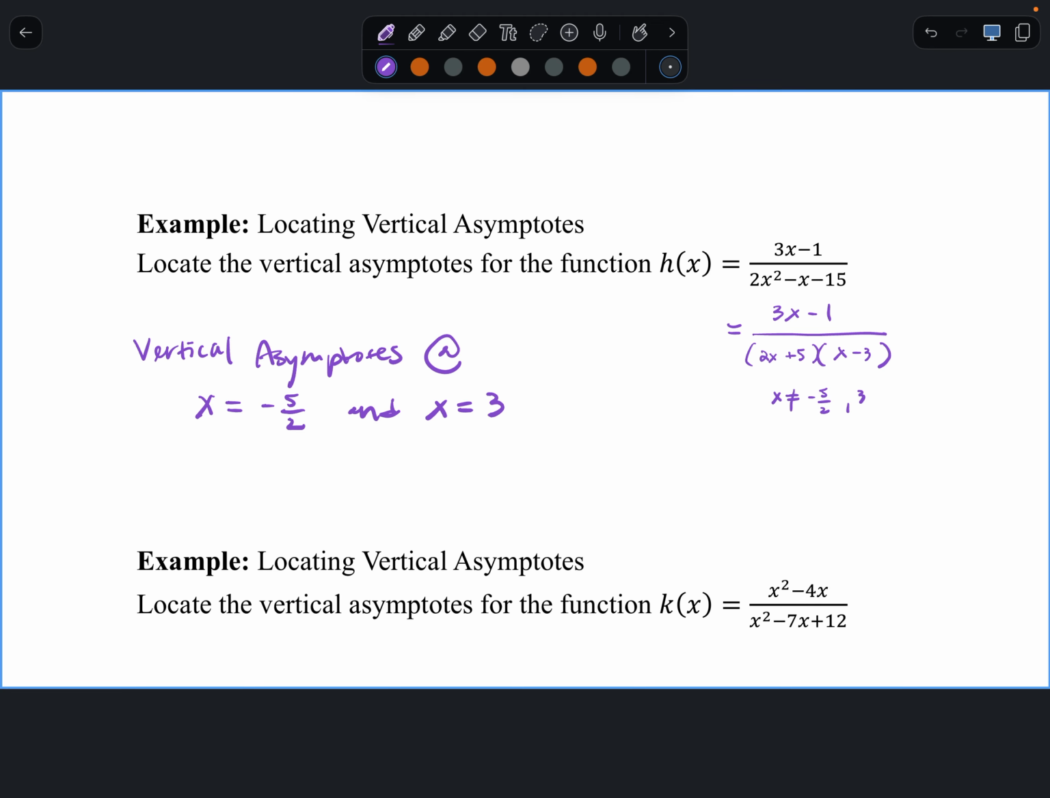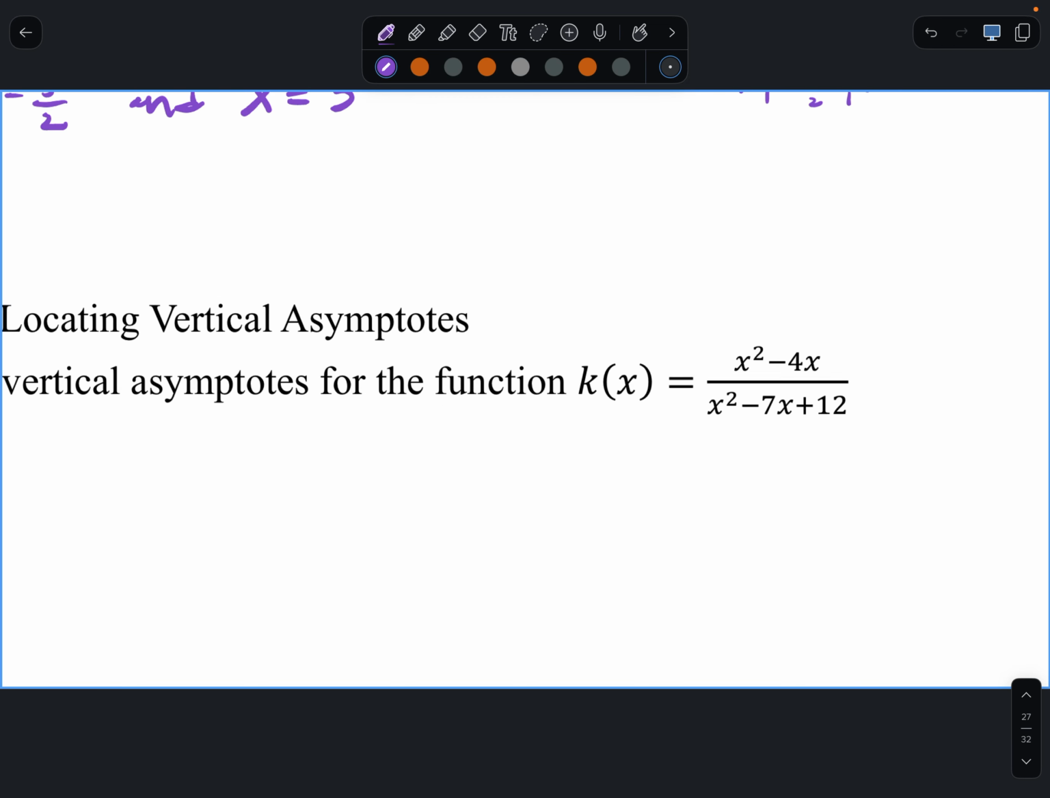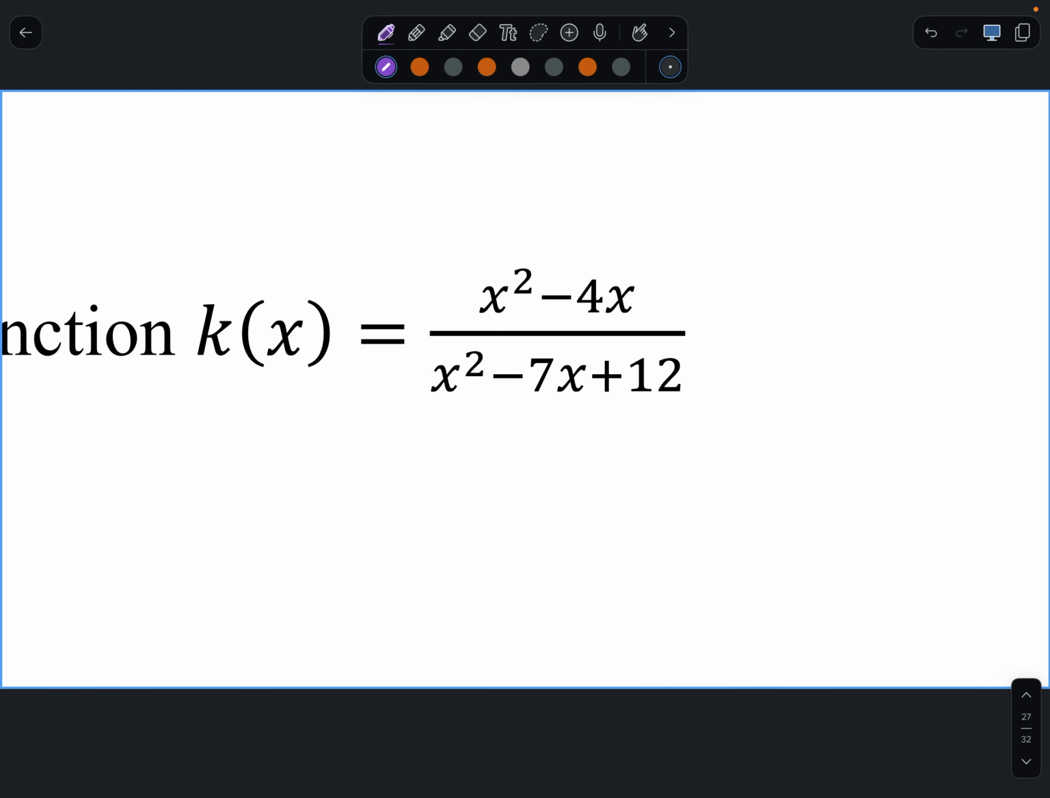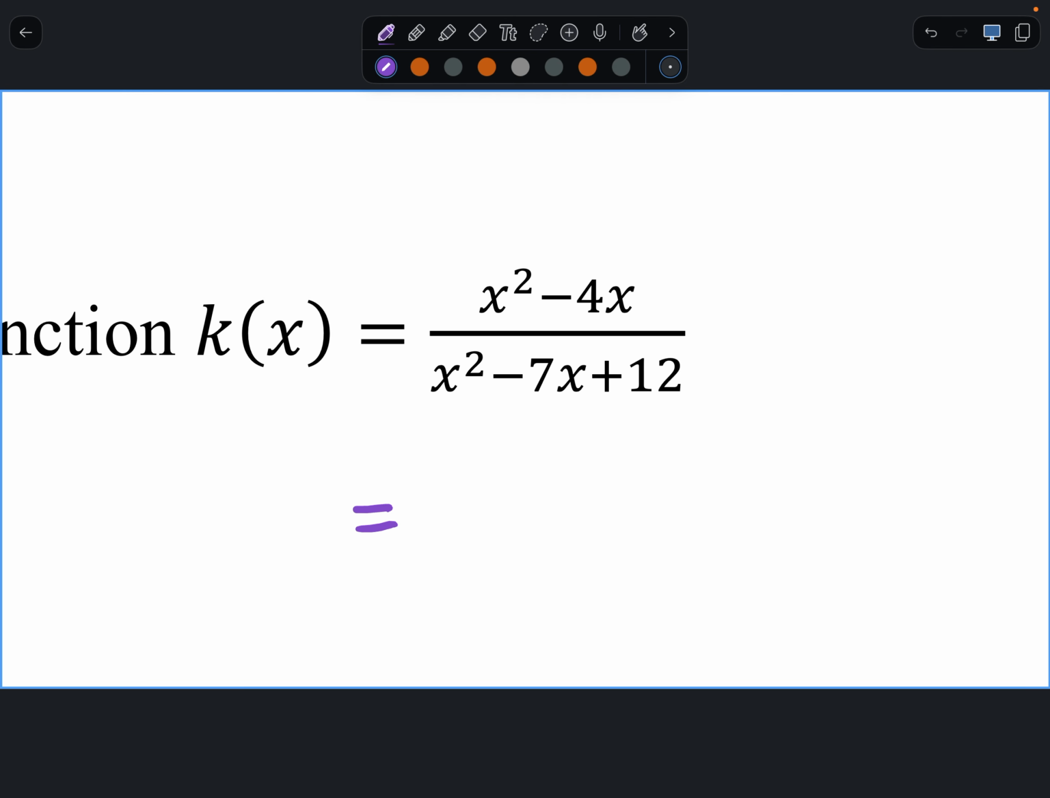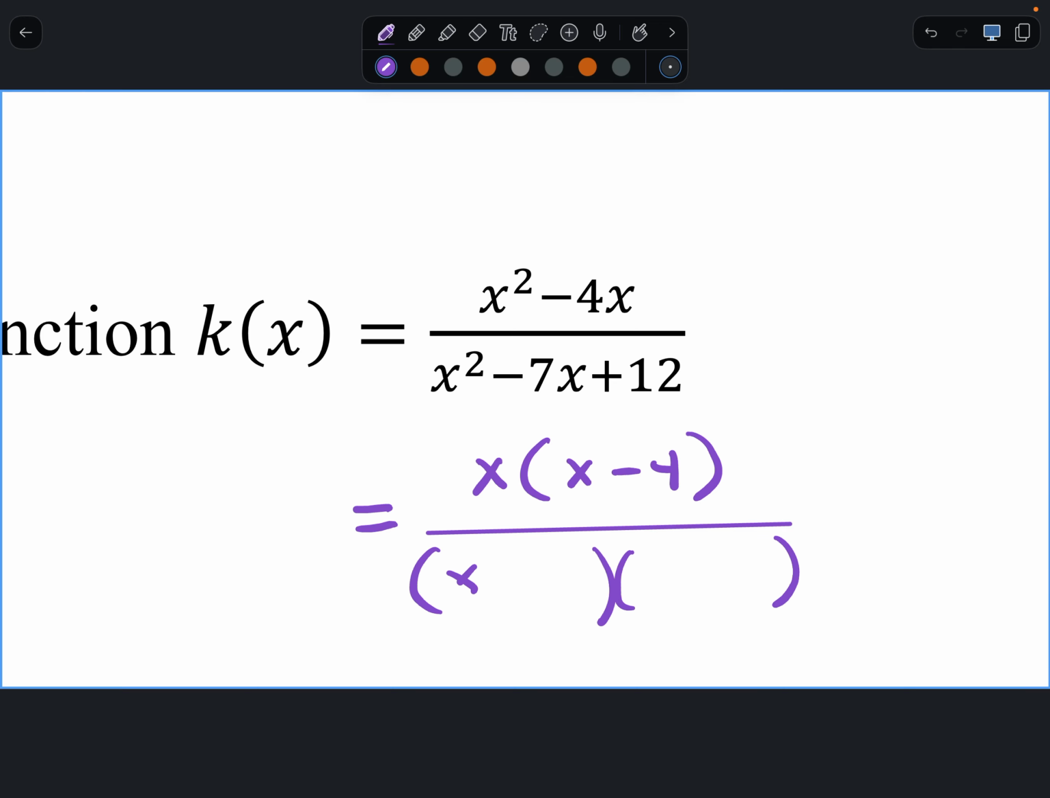Okay, let's look at the next one. We have some factoring to do in the numerator and the denominator. There's going to be a hole. Is there? Okay, so if we factor out an x in the numerator, and factor the denominator.